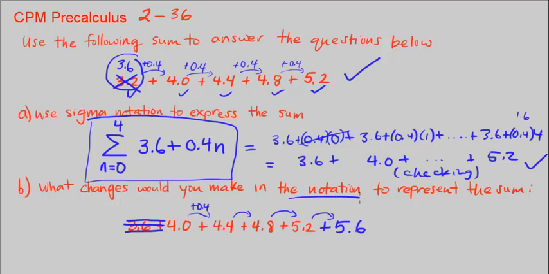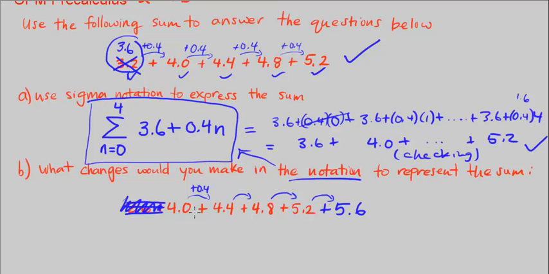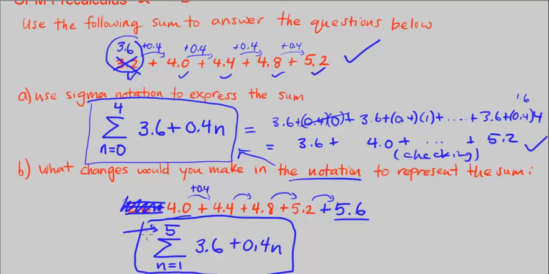So what changes would you make to the notation above? Well, instead of starting at 3.6, we're starting at 4.0 and we're ending at 5.6. So we still have 5 terms, but if I kept this expression and started with n equal to 1, then my first term is what we wrote up here, which is 4.0. And if I go from 1 to 5, it's going to give me a sum starting at 4.0 and ending at 5.6. So this is how I'm going to change it. I'm just going to change the index to a new index, starting at 1 and going to 5 instead of 0 to 4.